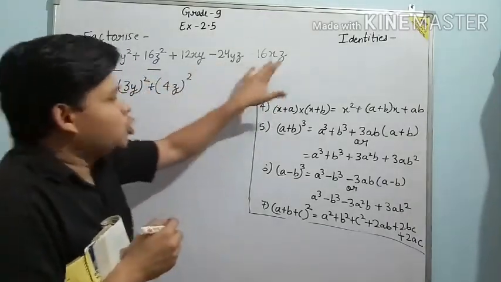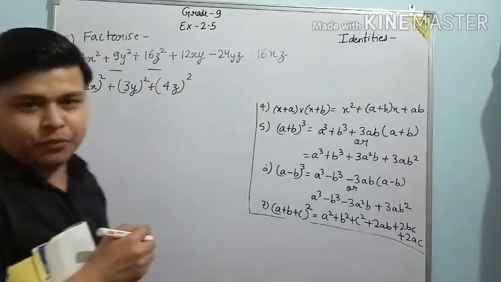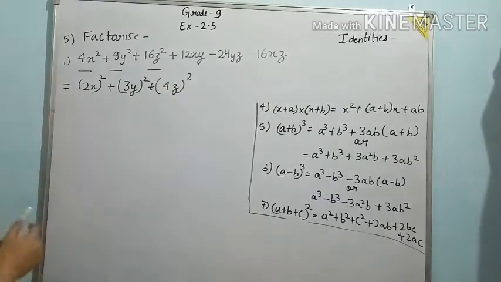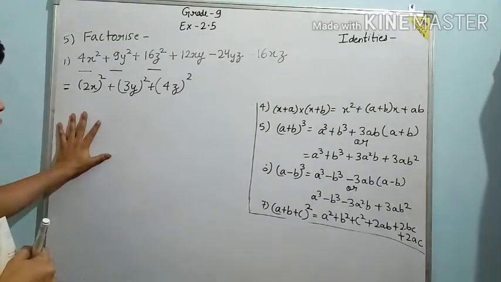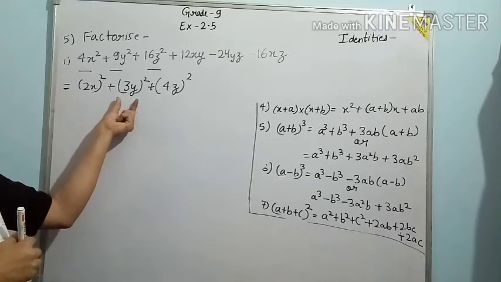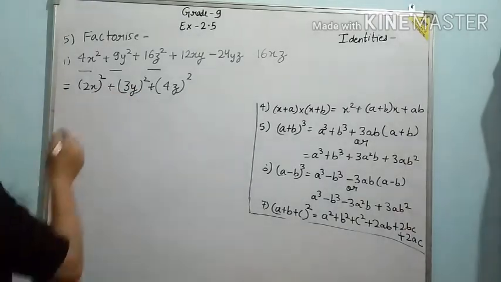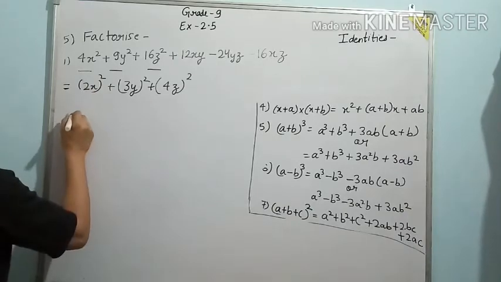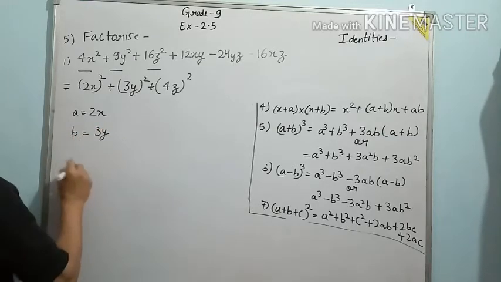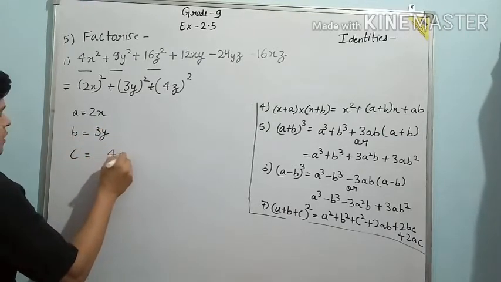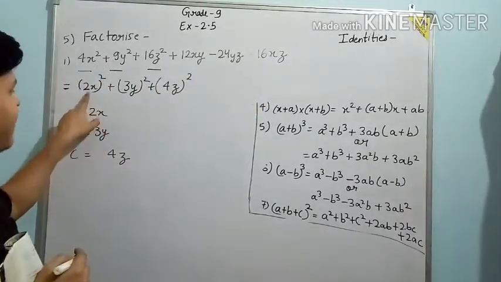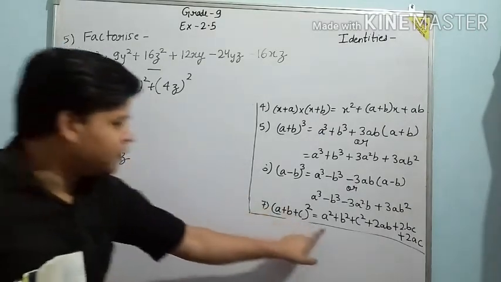Don't think about these 3 terms, right? As we have identified that this one is a square, this is b square and this one c square. That means we can understand from here that 2x is a, b is 3y and c is 4z. So I am also writing here to make you understand that from here a is 2x, b is 3y and c is 4z. Right? Now don't think about these 3 terms. Okay, we have a square plus b square plus c square. Compare this.